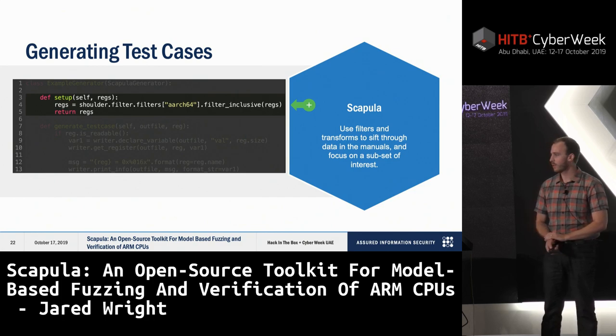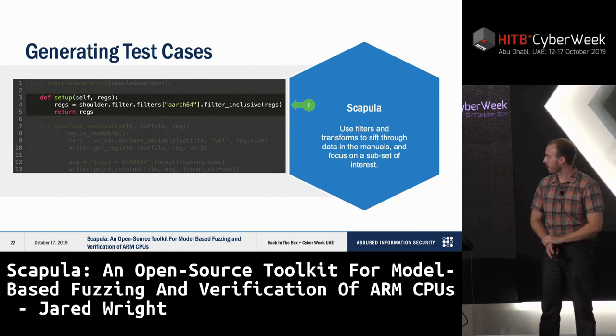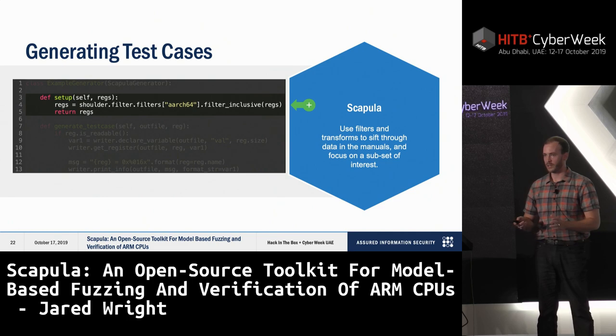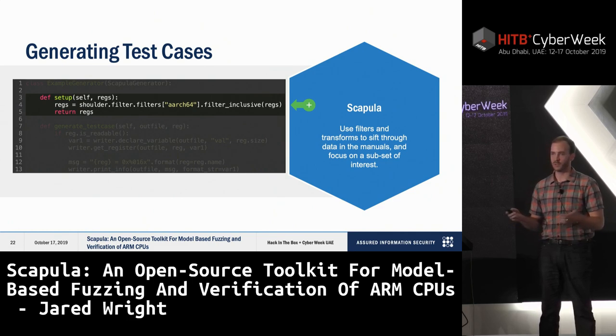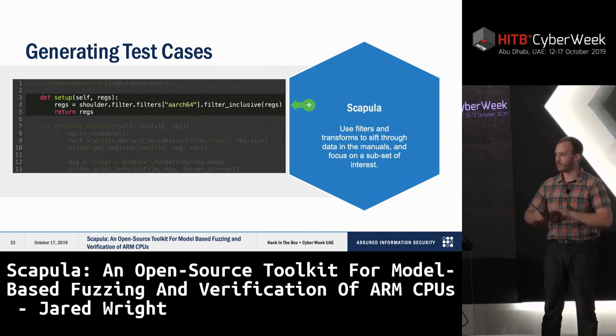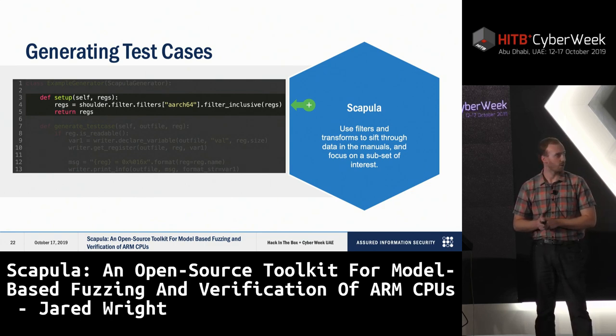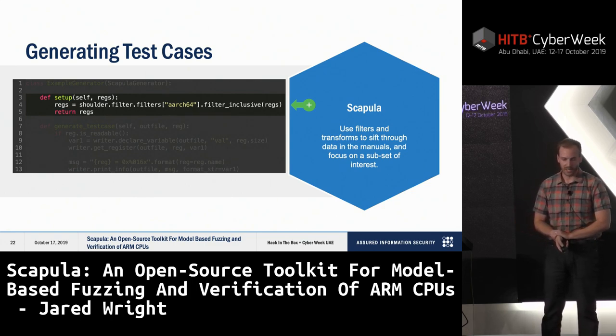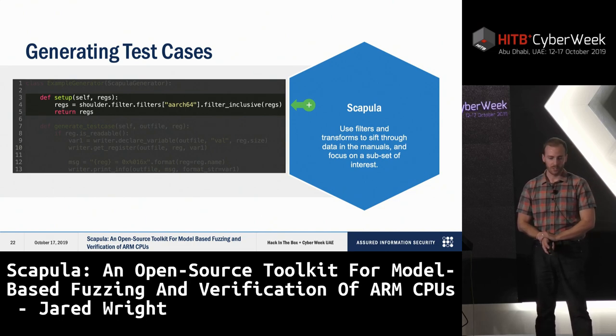And then you get two functions within your generator to pick and choose things that you'd like to do. So first, you get this little setup function here. In here, you apply filters and transforms so you can massage all the data in the manuals. There's an overwhelming amount, so you can filter it down into something that you'd be interested in doing test cases about.